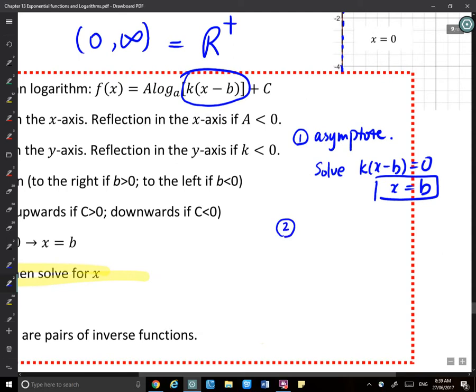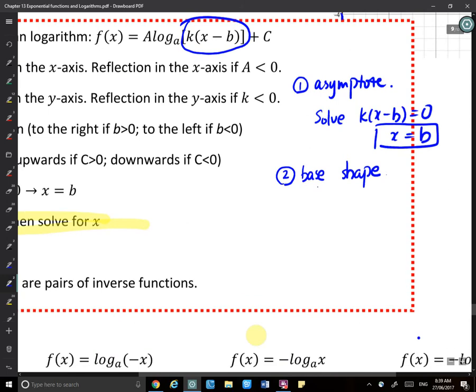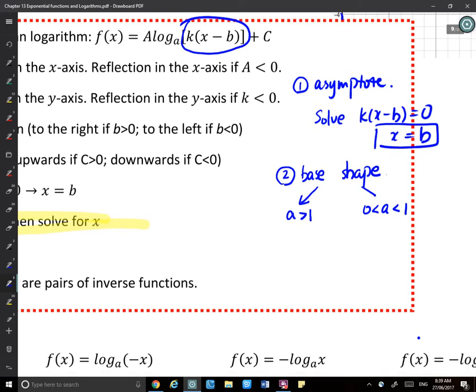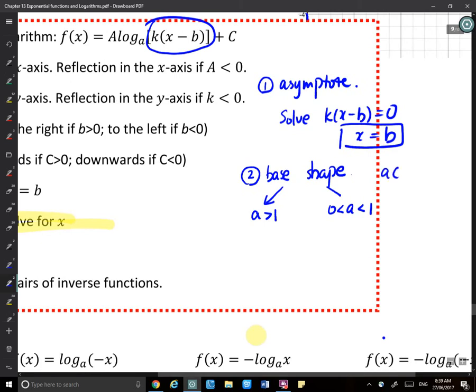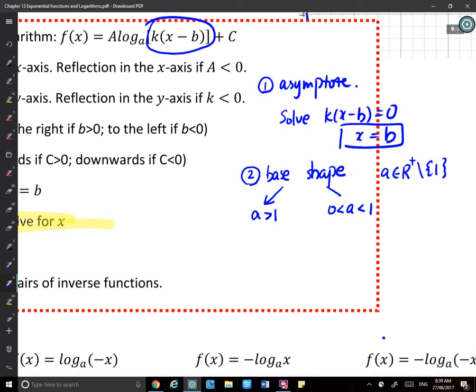Number 2, again, base shape. It's exactly the same as what we think for exponential. We have 2 base shapes again: if a is greater than 1, and if a is in between 0 and 1. The a value can be greater than 0 but not including 1. The domain for a is R plus except 1. So now you have 0 to 1, and 1 and above.